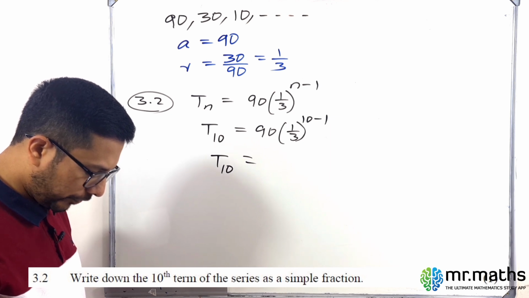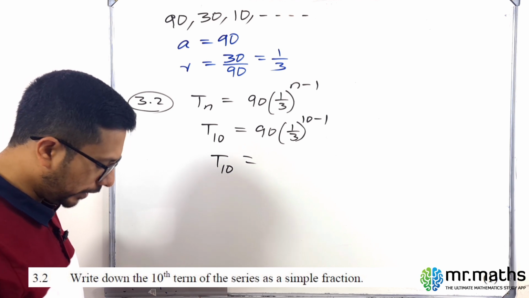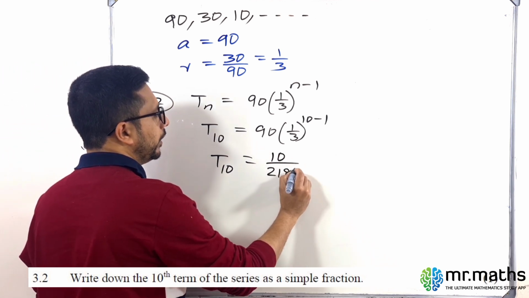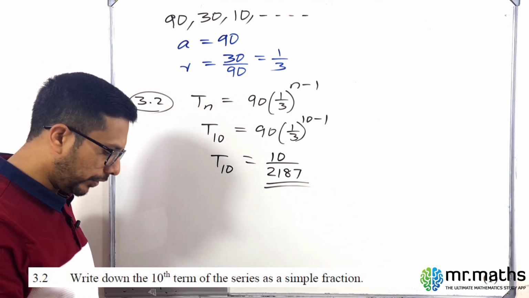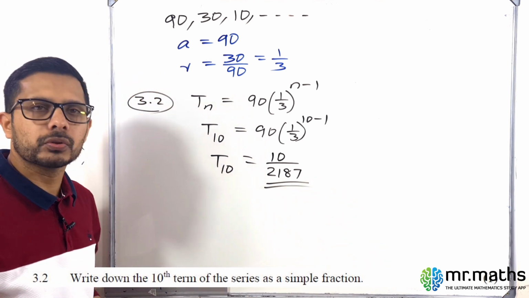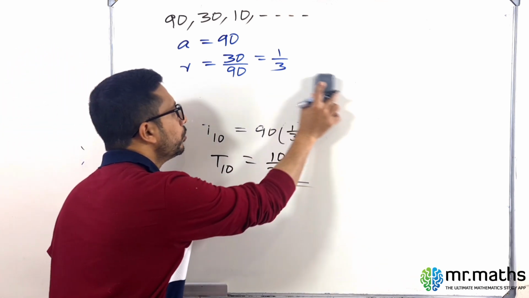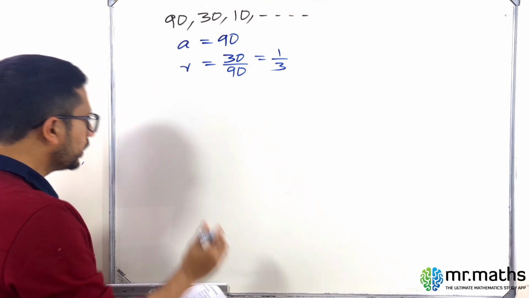In your calculator you will get 10 over 2187. So the 10th term as a simplified fraction is 10 over 2187. Okay, so that is question number 3.2. Now let's move to the next question, question number 3.3.